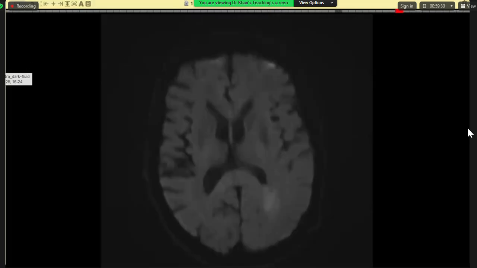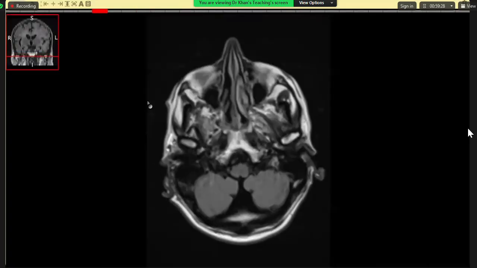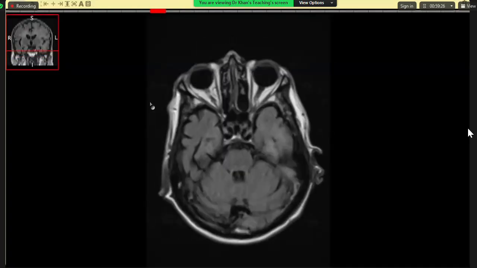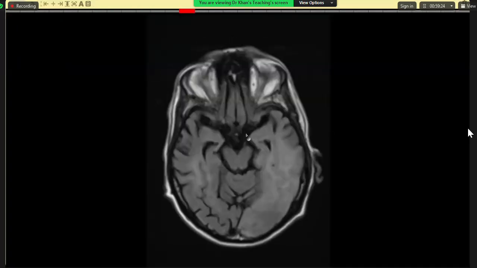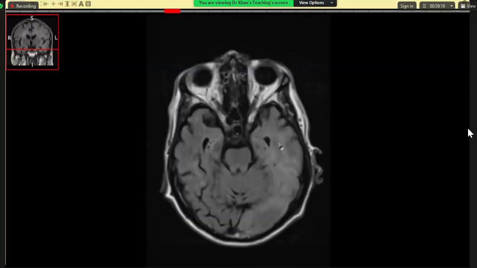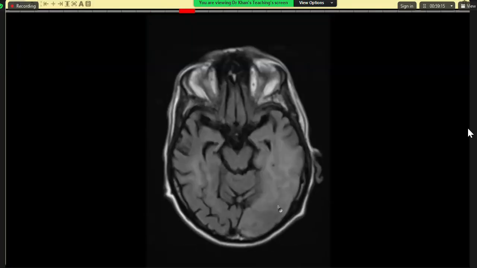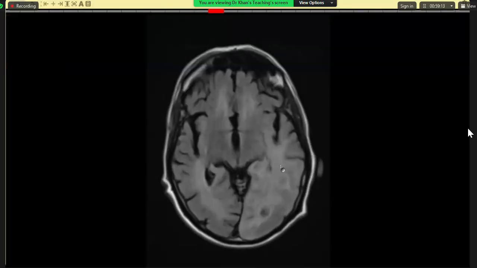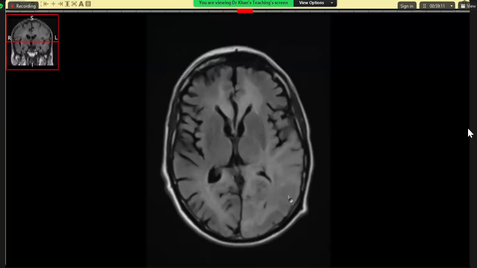So now, if you see here, look carefully, develop your eyes on this one. This is the FLAIR sequence. Now ask yourself what is involved. So the gray matter is involved. You see the cortex is involved and the uncus is also involved. And look here, the gray matter and the white matter. It is very infiltrative and it is going superiorly.